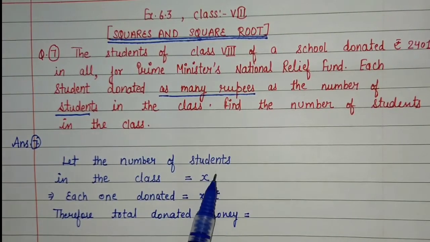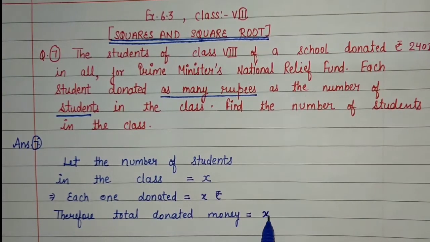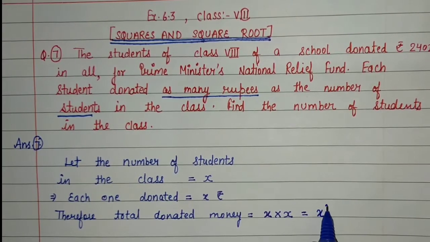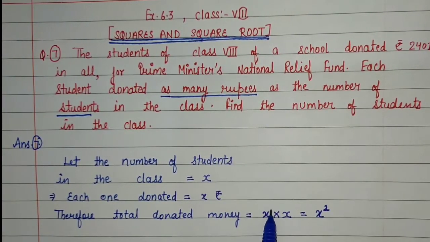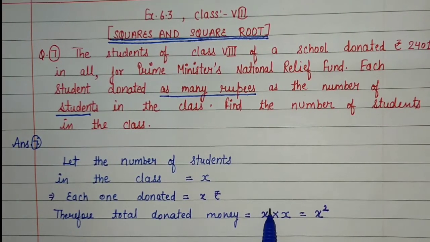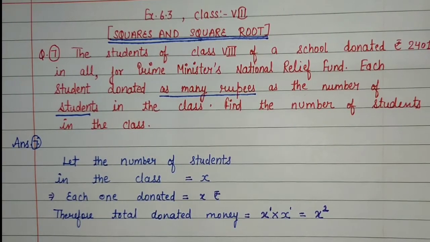If, let's suppose, 10 students are there, each one donated 10 rupees. It means the total money is 10 into 10. But we have supposed that the students are x and each one donated x rupees. So the total donated money is x into x, which equals x square, because here power 1, here also power 1. In exponent laws we have studied that if the base is the same, the powers are added. So x into x equals x square.